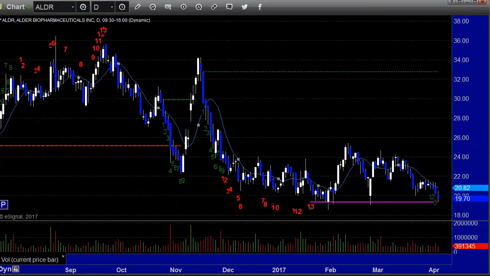ALDR, another one. This one had a 13 buy signal back in January, and look at the move up. I mean, it's already happened at this point, but look at the way it held that pink line, never closed underneath it after you got the 13. And then you run up, I mean, for a $20 stock to run up to almost 26, that's a pretty good move off of that signal.